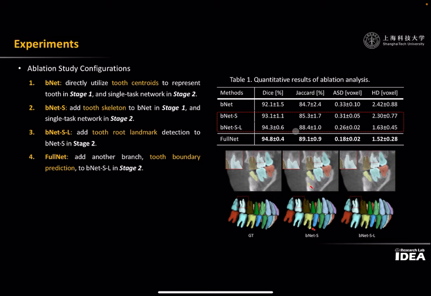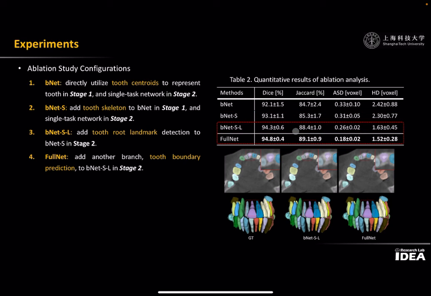Then, in the third version, we add a tooth root detection task in stage 2. From table 2, the Hausdorff distance with tooth root detection is significantly improved, because the segmentation accuracy at tooth apex points usually determines the maximum distance between prediction and ground truth. The visual results also demonstrate that with the help of the tooth root landmark detection task, the segmentation at the roots can be improved.